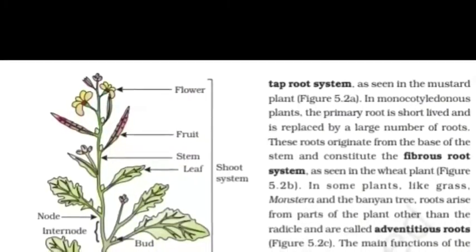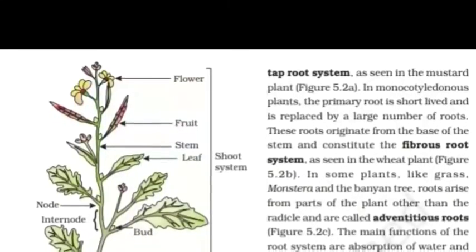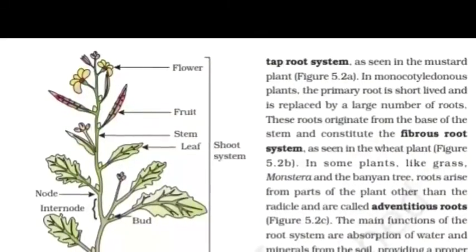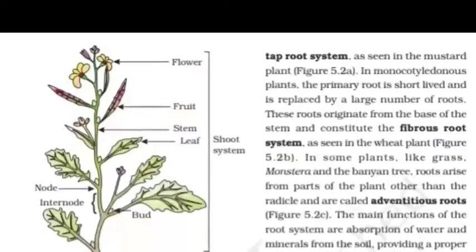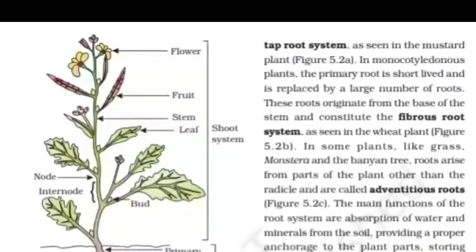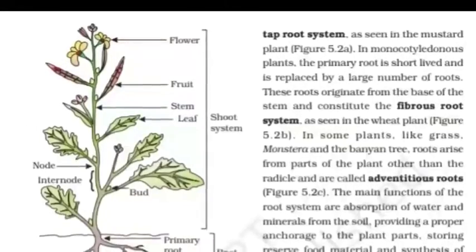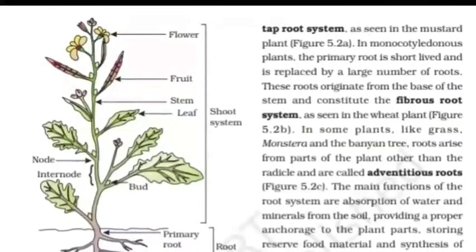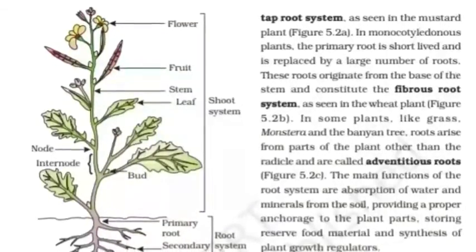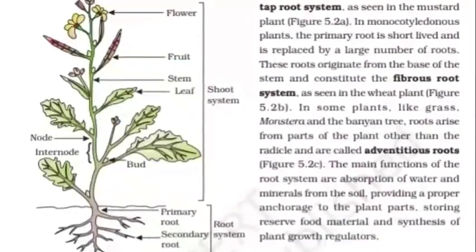In monocotyledonous plants, the primary root is short-lived and is replaced by a large number of roots. These roots originate from the base of the stem and constitute the fibrous root system, as seen in the wheat plant. In some plants, like grass, monstera, and the banyan tree, roots arise from parts of the plant other than the radicle and are called adventitious roots.